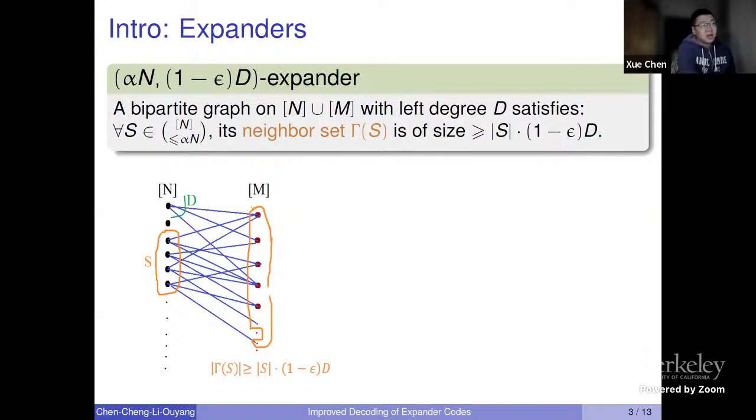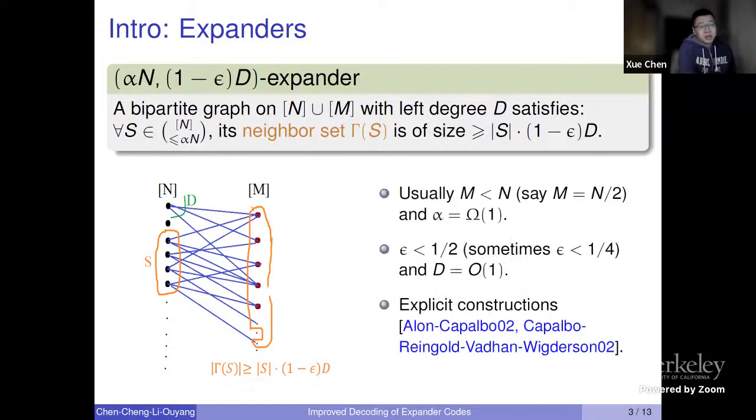A few remarks. The first thing is that there is a trivial upper bound on the size of the neighbor set, that's d times the size of S. So an expander requires a highly non-trivial lower bound on the size of the neighbor set for any subset of size at most alpha n. A few more remarks about the parameters. Usually we think m is less than n, say m is half of n, and alpha is some constant. And second, for many interesting applications, epsilon is at most half. In this talk, some results require epsilon to be less than 1/4, and we also want d to be a constant. There are explicit constructions achieving these parameters. So that's all I want to say about expanders.